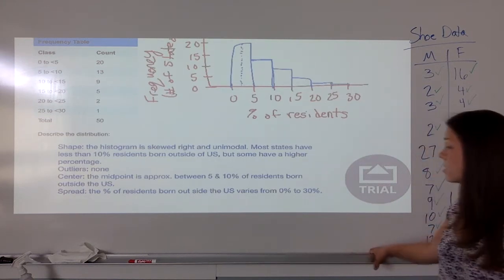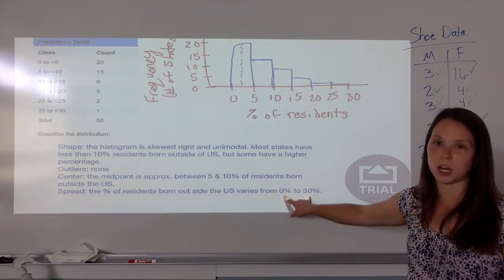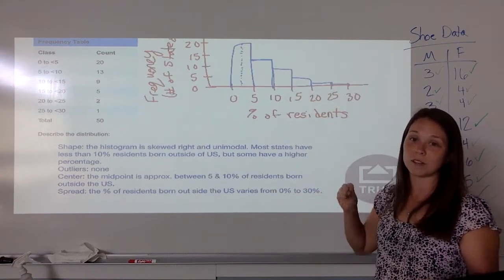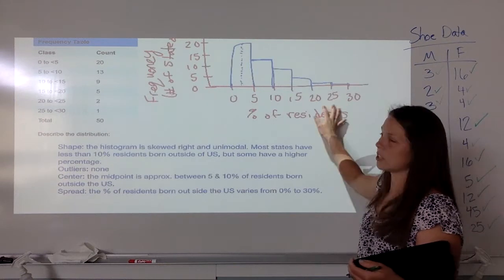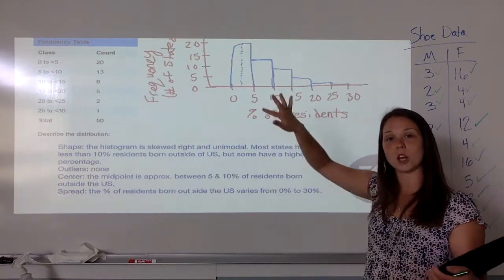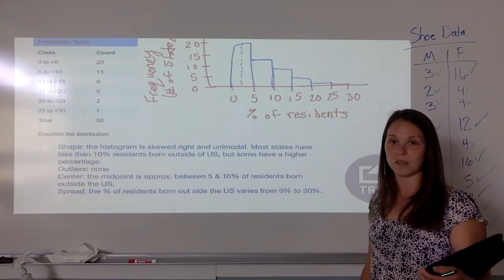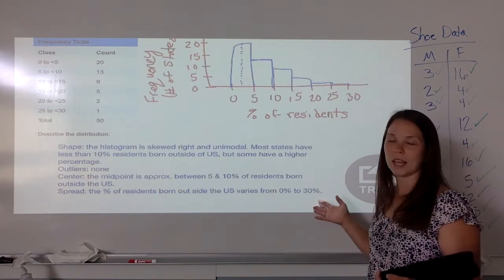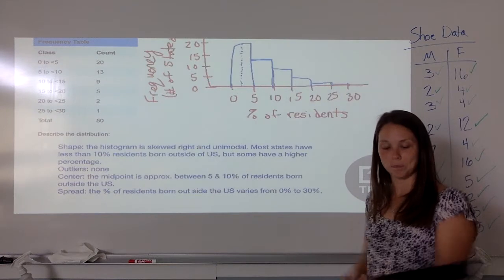The spread or variability, I said the percent of residents born outside the U.S. varies from 0% to 30%. So I just gave the range here. I really can't do much more than that because the downside of histograms is they don't give us very specific information. We can get a good general idea of what's happening within the data, but we don't know specific data points and data values, and so we can't give much more information than that.